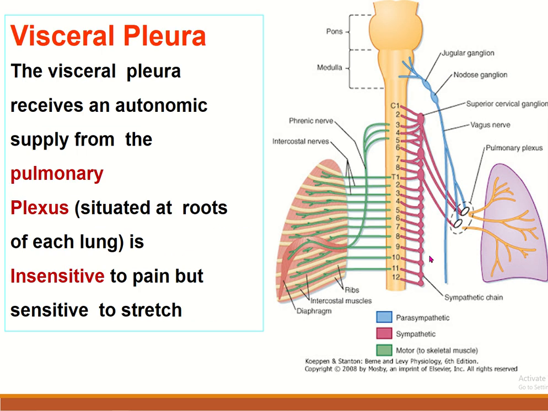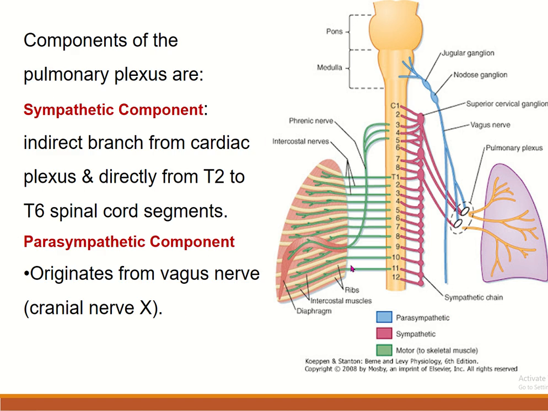The visceral pleura gets its autonomic supply from the pulmonary plexus, which is situated at the root of each lung. It is insensitive to pain but sensitive to stretch. The components of the pulmonary plexus: the sympathetic component is a direct branch from the cardiac plexus and directly from the thoracic 2 to thoracic 6 spinal cord segments. The parasympathetic component arises from the vagus nerve, which is the 10th cranial nerve.